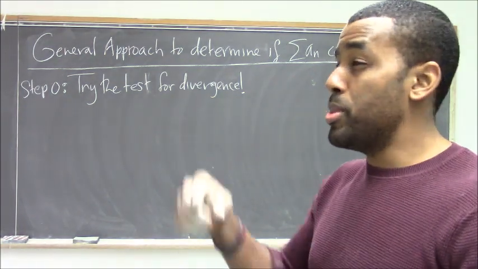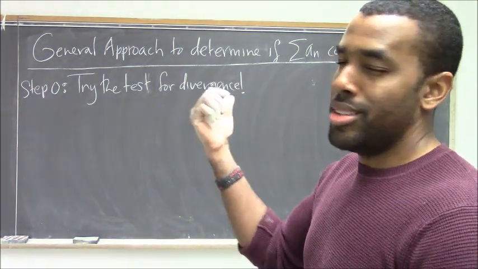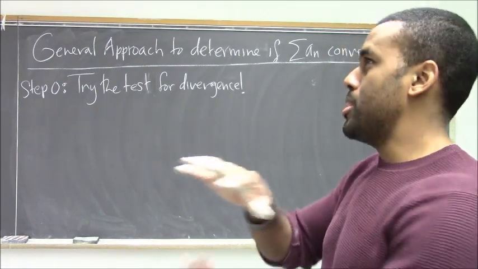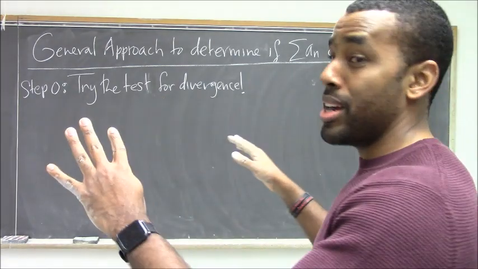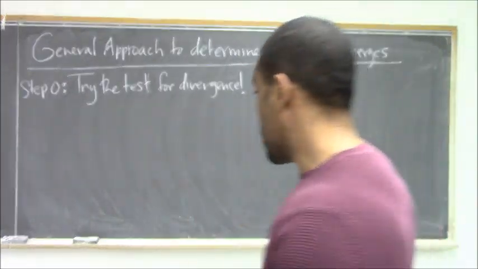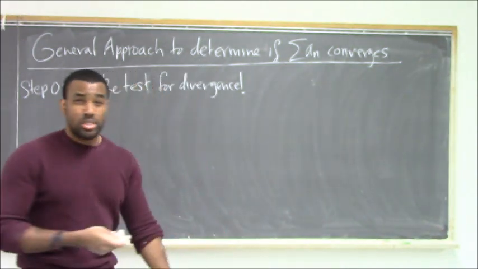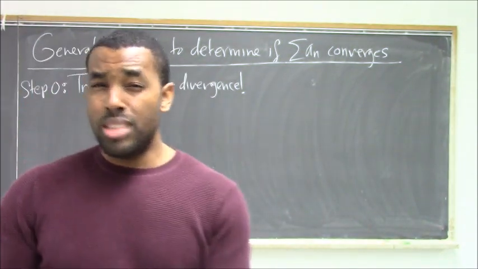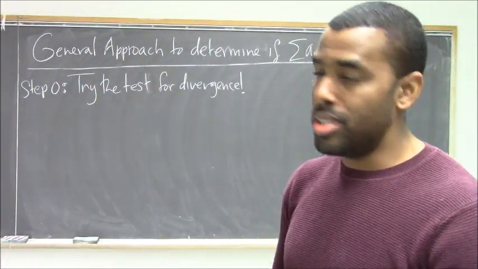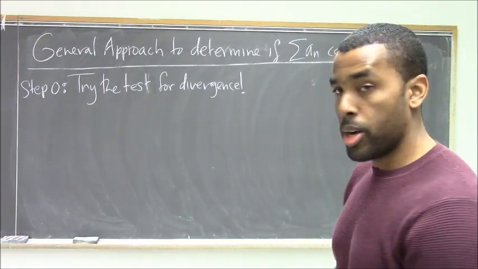And because you've been doing limits since Calc 1, you have a lot of experience with limits, it's super easy for you to find a limit right now. That's the first thing you're going to look for. So that's it, step 0, test for divergence. Just look at the thing. Is the limit 0? No. If it's not 0, diverges. Nothing else to talk about.